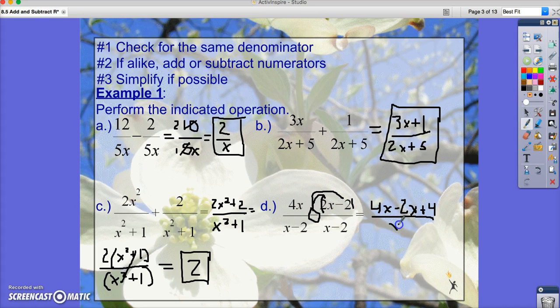Keep it over the denominator. Combine like terms up top. 4x minus 2x is just 2x plus 4 over x minus 2. Now, can I simplify anything? Well, I know in the numerator there's a 2 in common, so let's see what happens.